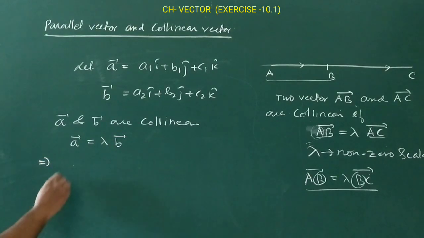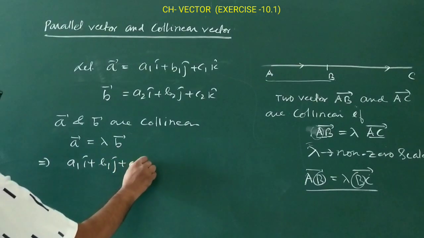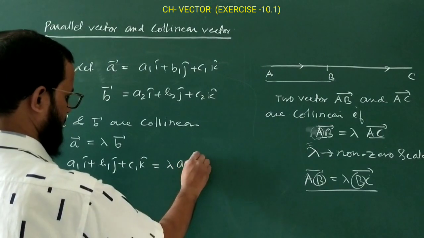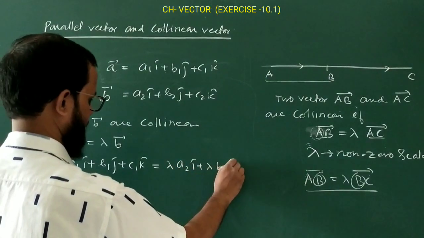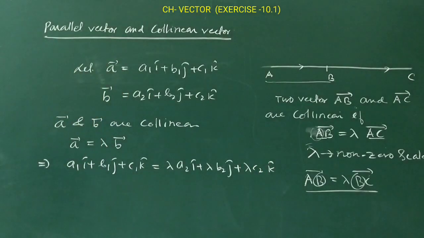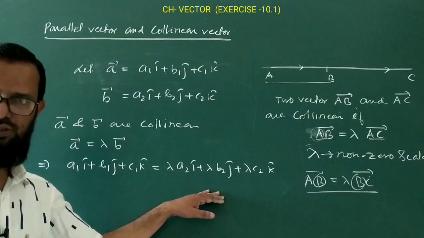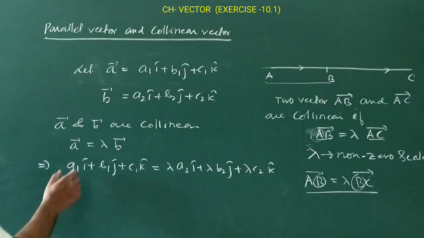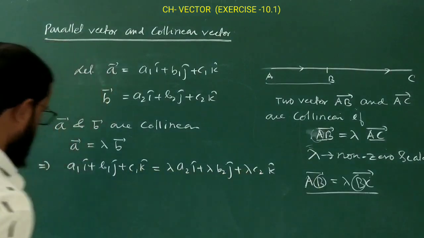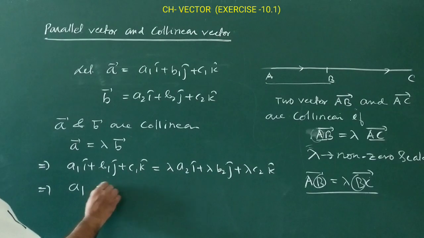Now what is A vector? You put A1 i cap plus B1 j cap plus C1 k cap, and it will be lambda into A2 i cap, lambda into B2 j cap, lambda into C2 k cap. We know that two vectors are equal when their corresponding components are equal. So from here A1 equal to lambda A2, B1 equal to lambda B2, C1 equal to lambda C2. Since both the vectors are equal, corresponding components are equal.